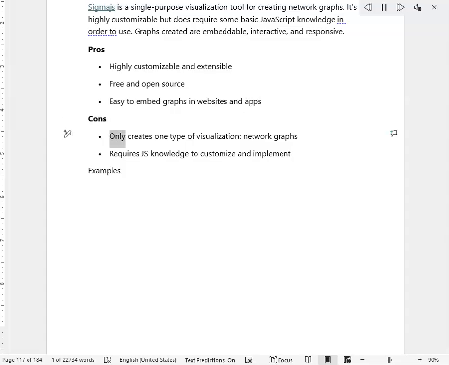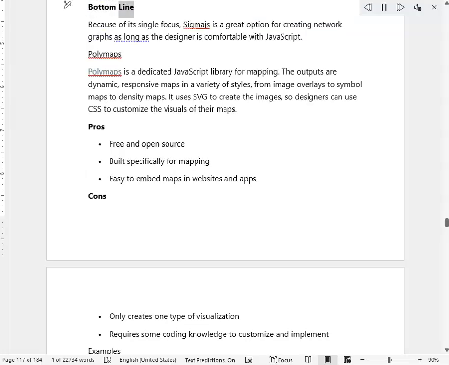Cons. Only creates one type of visualization, network graphs. Requires JS knowledge to customize and implement. Examples. Bottom line. Because of its single focus, Sigma.js is a great option for creating network graphs as long as the designer is comfortable with JavaScript.